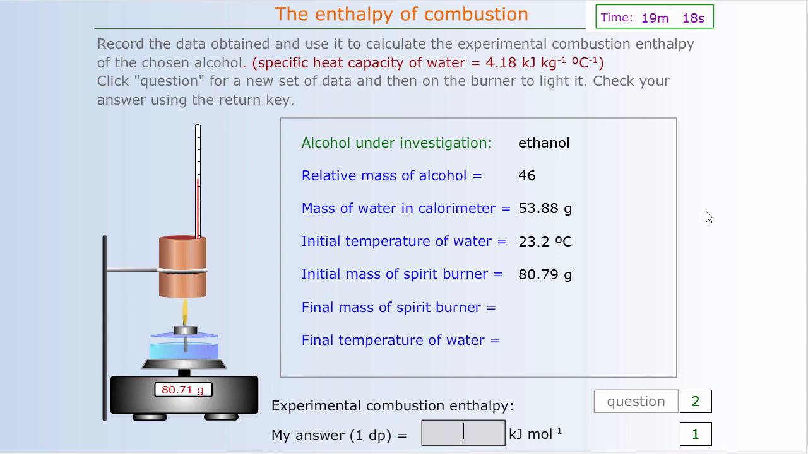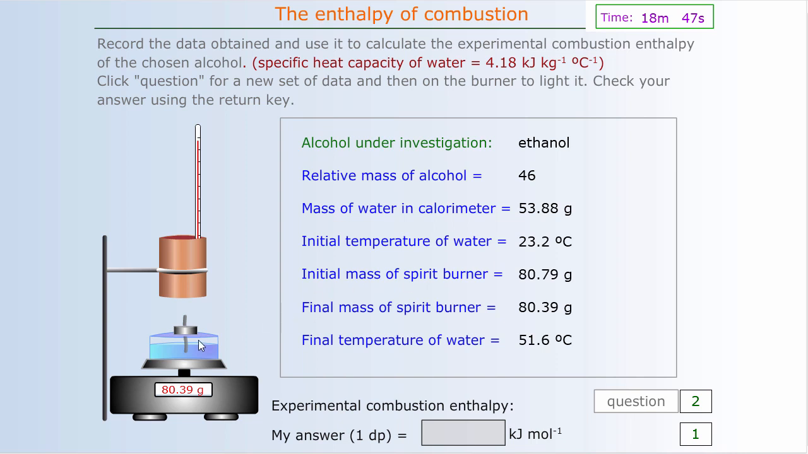and we'll see once again the temperature starts to go up. The spirit burner is releasing energy as the ethanol burns, and that energy is going into the calorimeter and heating the water up in the calorimeter. It's gone out now, and we'll see the mass of the burner has gone down from 80.79 to 80.3, so 0.4 grams of ethanol.